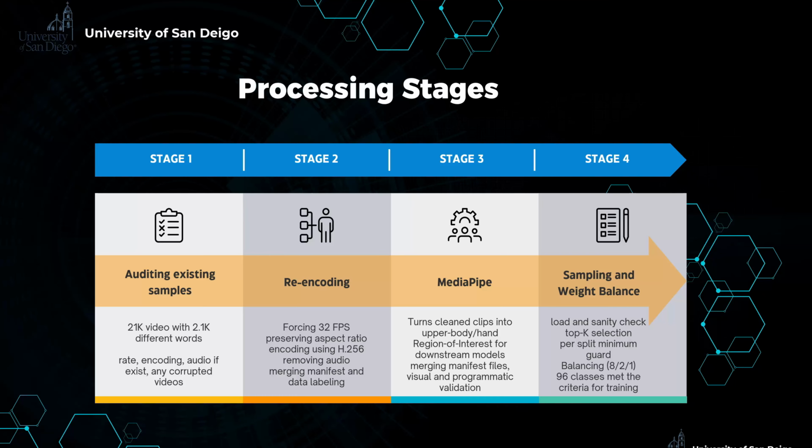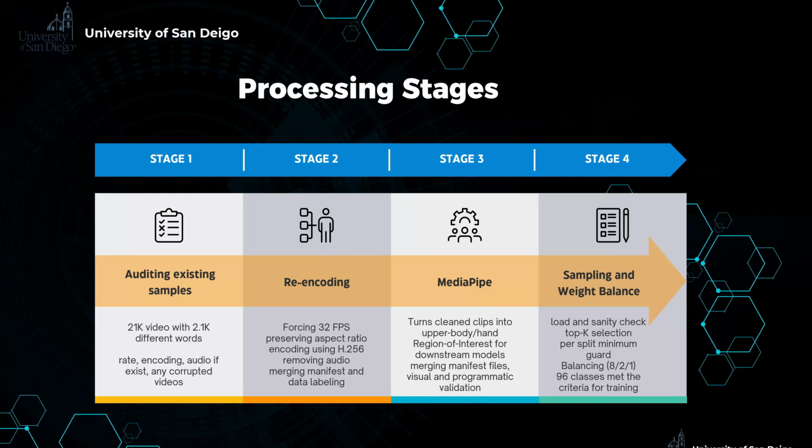In stage two, re-encoding, we standardize everything to 32 frames per second, preserve the original aspect ratio, strip audio, and re-encode to a consistent MP4, so downstream models see uniform input.